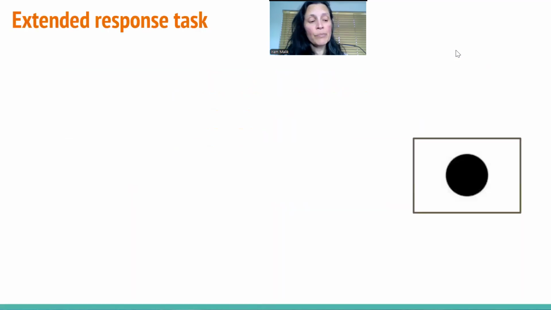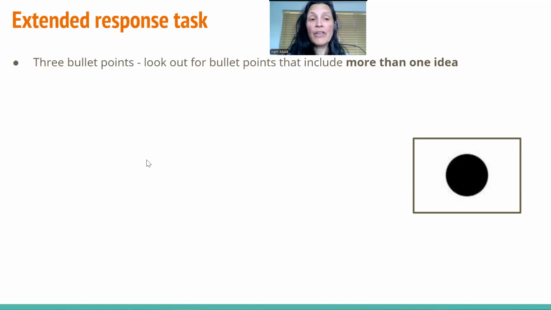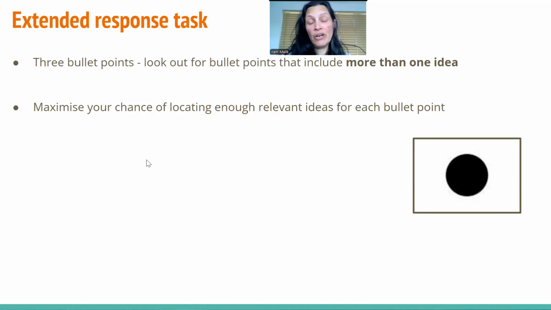Well, those of you preparing for the exams will likely know that for the extended response task on paper 1, you need to address 3 bullet points in the question. Candidates are asked to include ideas that are relevant to 3 separate bullet points. However, it's also important to make sure that you look out for bullet points that contain more than just one idea. This is important in order to maximize your chance of locating relevant information.